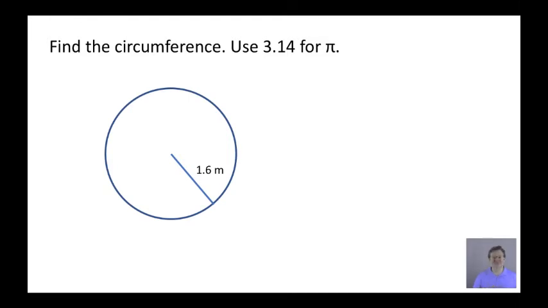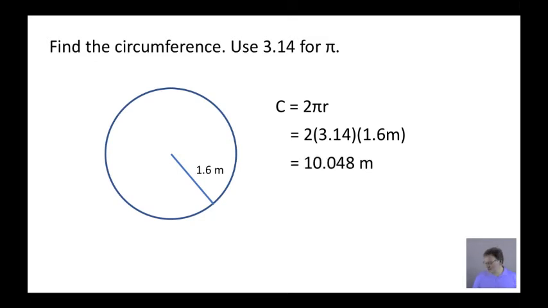In this case, that's what we have. We have a radius of 1.6 meters. So let's plug that in to our formula here. Circumference equals 2 pi r, so we have 2 times 3.14, that's the approximation that we're going to be using for pi in this example here, and we'll multiply that times 1.6 meters. The result that we get is 10.048 meters, so just a little bit over 10 meters, the distance around that circle.